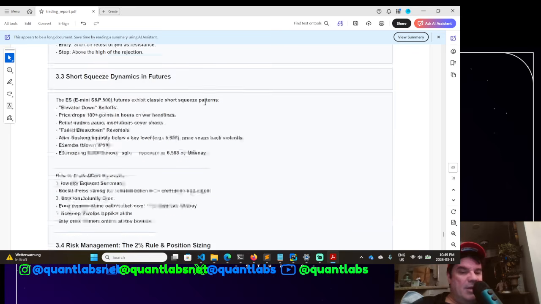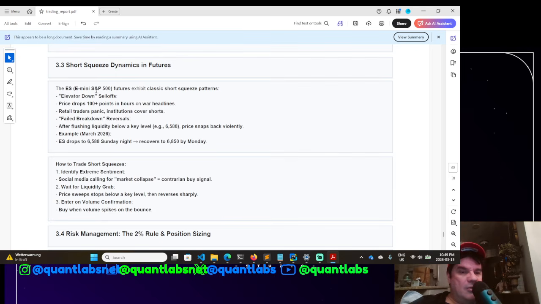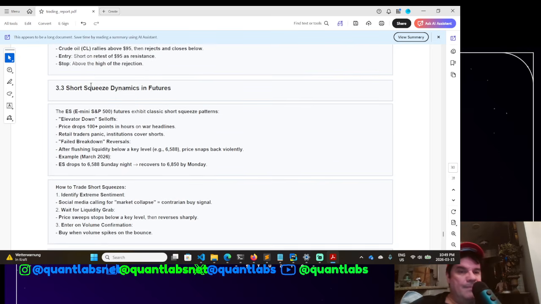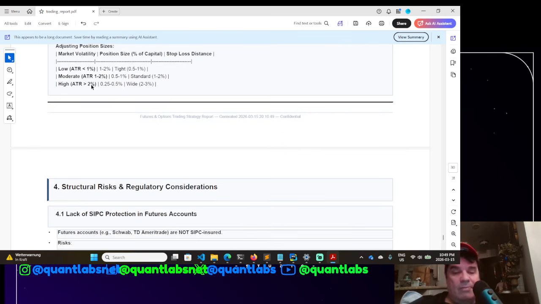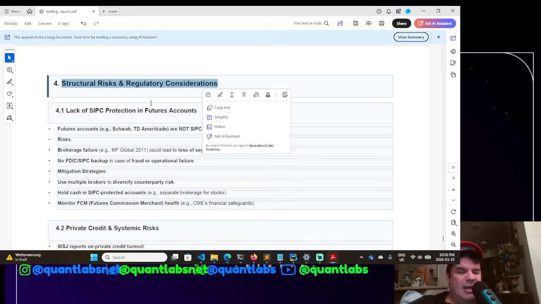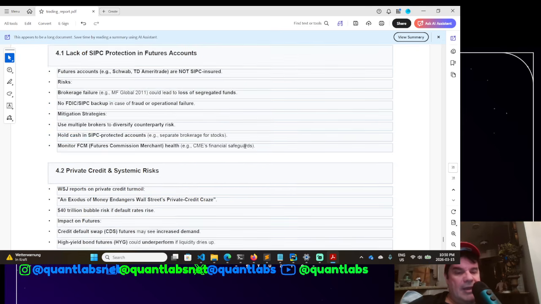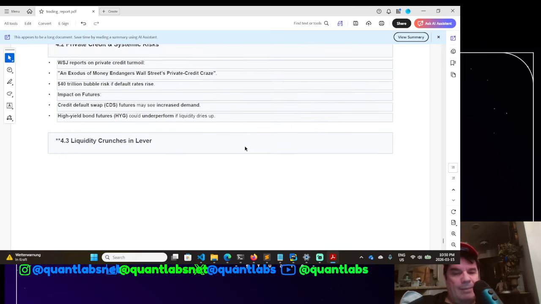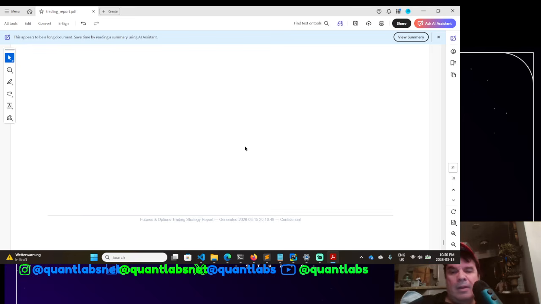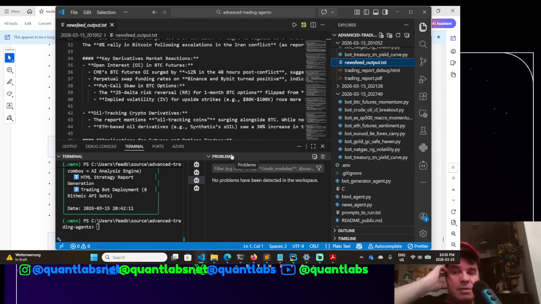Again, these are all the different combinations based upon that. Risk management, how to trade squeeze, short squeeze, and so on. It's like a roadmap, man. It's crazy. Structural regulatory risks and considerations, okay? It gives you all the different scenarios, and this changes every couple hours based upon what the news feeds are. Okay, so coming back to this, it's too exciting to let go.